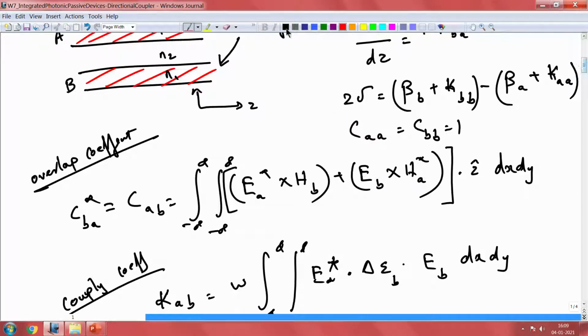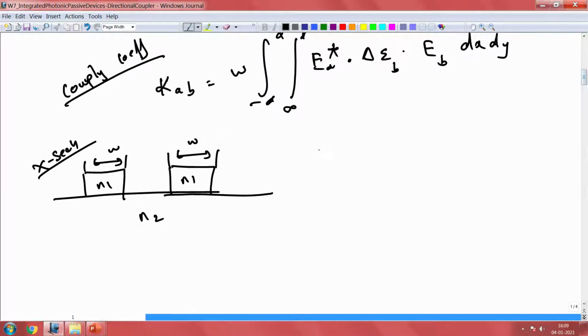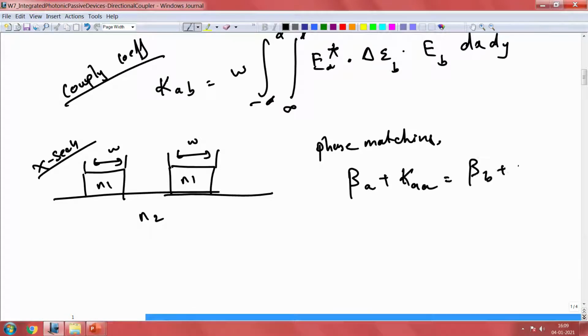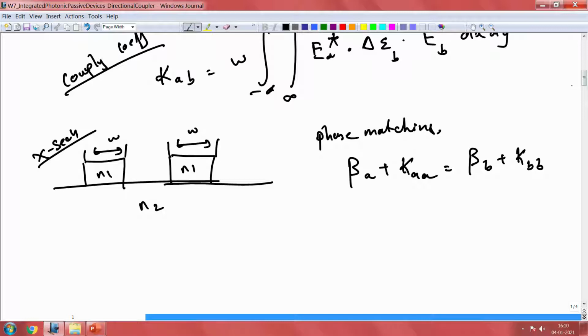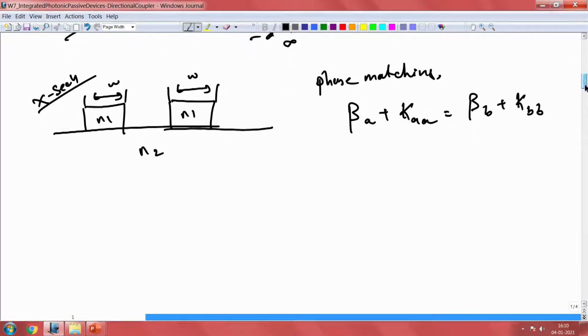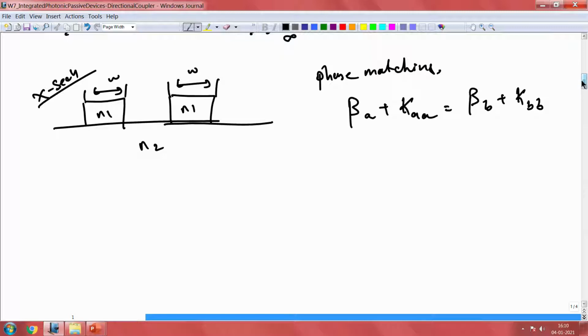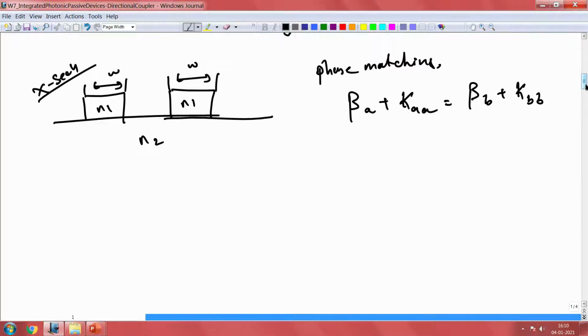Okay. So, when you have phase matching, this is the condition for phase matching. Once you have the phase matching, it will automatically come into play. So, let's now look at how the energy transfer is going to happen when you have 2 waveguides like this. Let us simply draw these waveguides and then see how we could understand this.